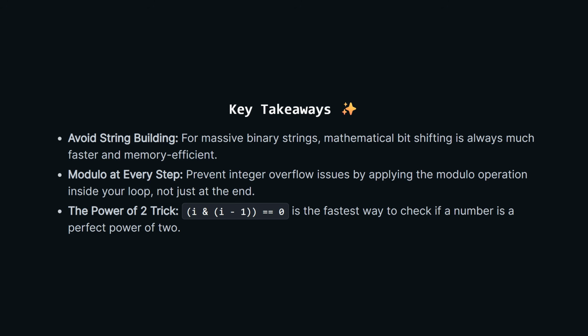So let's wrap it up. We learned that we should avoid actually building giant strings when math can do the trick. We saw how crucial it is to apply our modulo logic inside the loop to keep our numbers from blowing up. And finally, we picked up a really cool bitwise trick to quickly check for powers of 2.